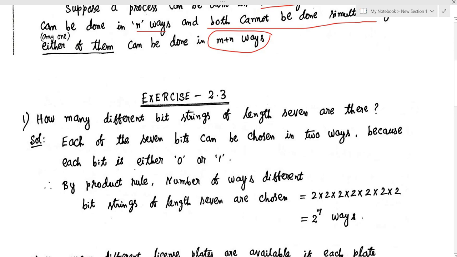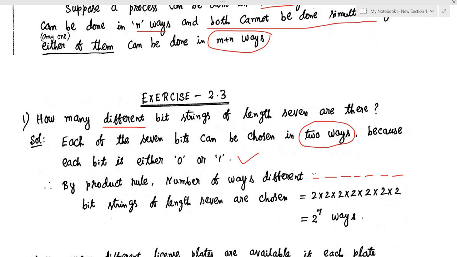The first question, how many different bit strings of length 7 are there? Each of the 7 bits can be chosen in only two ways, because we know that each bit is either 0 or 1. Hence, by product rule, the length of the bit string is 7, which means in 7 places we have to occupy the strings 1, 2, 3, 4, 5, 6, 7.